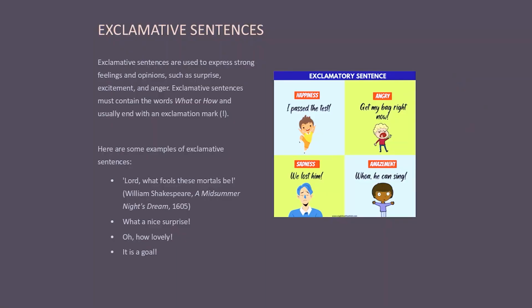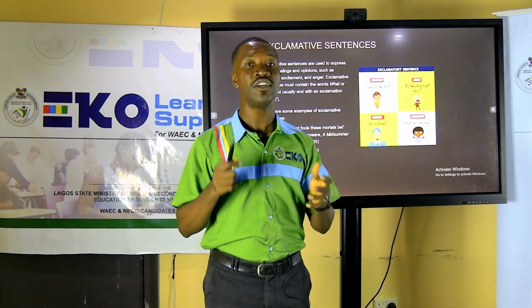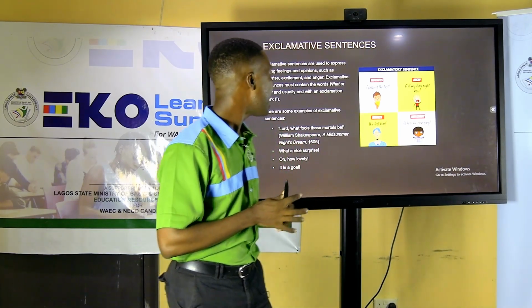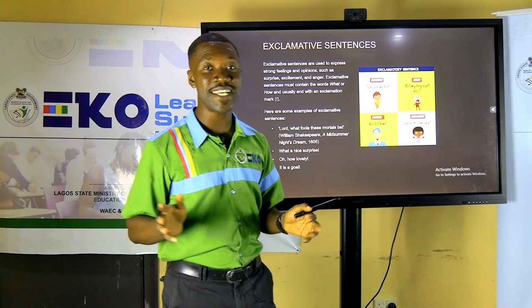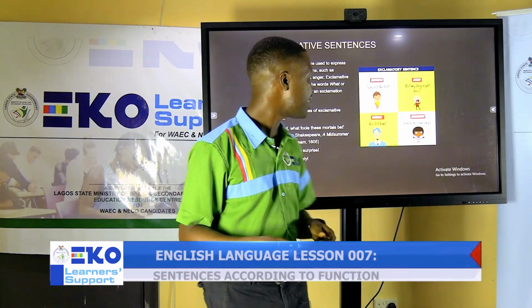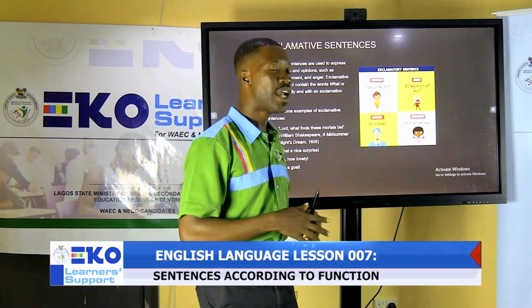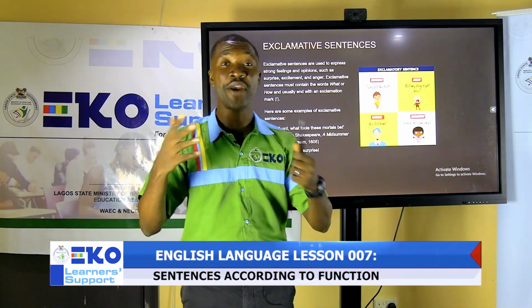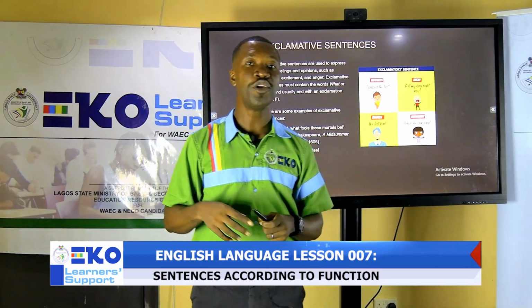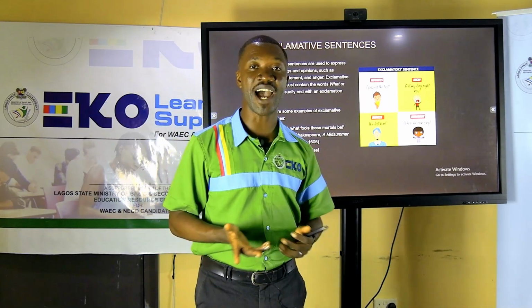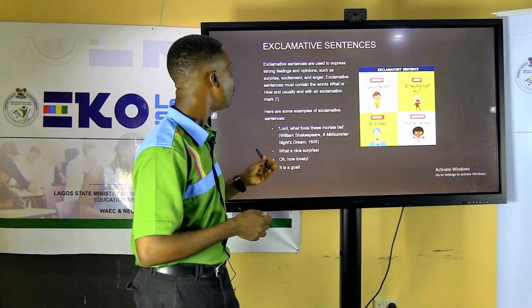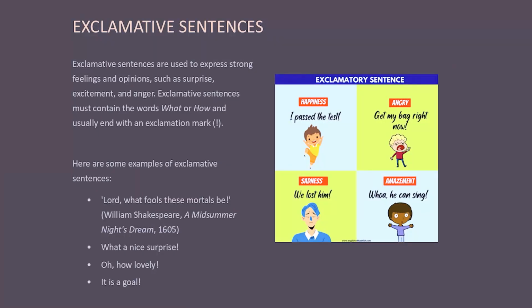Finally, we have come to the last type of sentences according to the function it performs, and we call it the exclamatory or the exclamative sentences. What are exclamative sentences? They are sentences that we use to express strong feelings, to express emotional discharge. We also use them to show surprise and excitement about something.